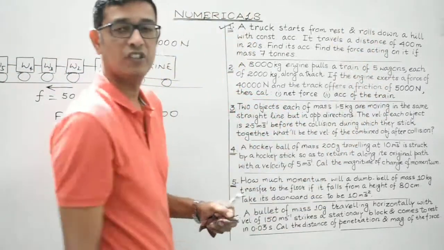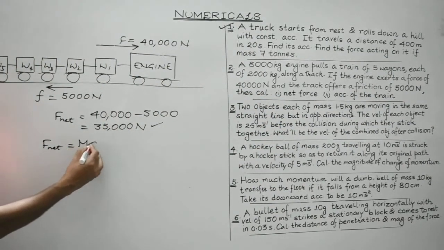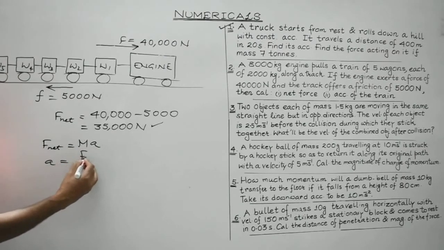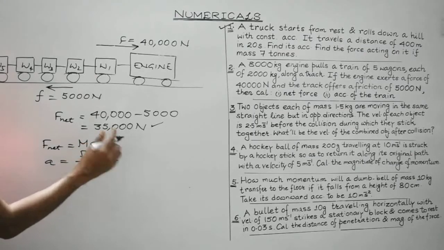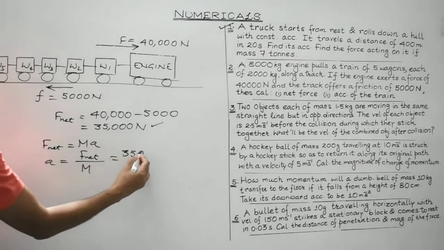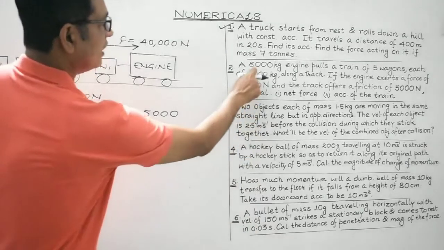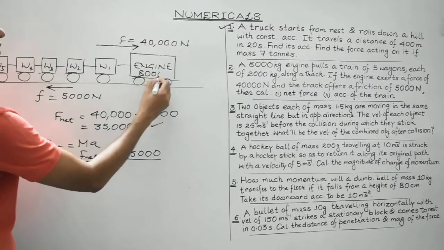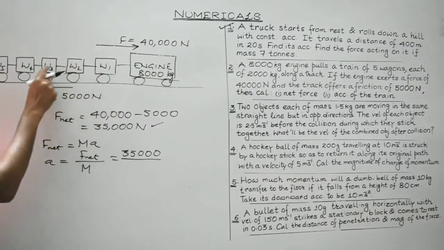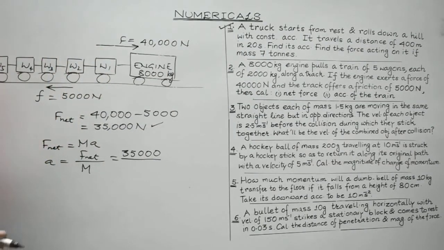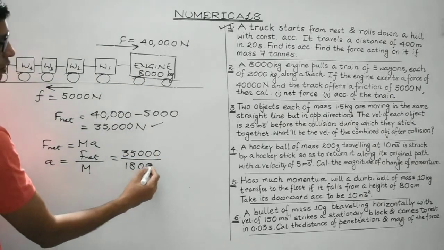What is the acceleration of the train? Now we are aware net force is equal to mass into acceleration. So acceleration would be net force acting on the train divided by mass of the train. What is the net force acting on the train? That is 35,000, right? What is the mass? Mass of the engine is 8,000, right? It is 8,000 kg. And each of the wagons is 2,000 kg. 5 wagons, so it will become 10,000, isn't it? 10,000 plus 8,000, it will be 18,000.